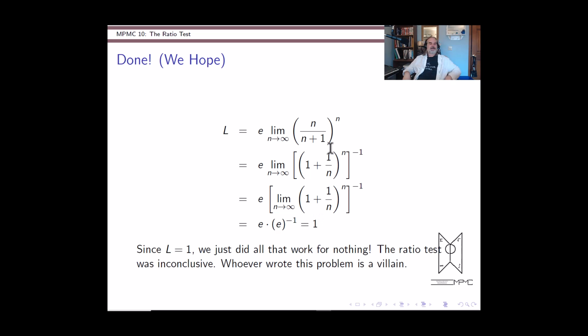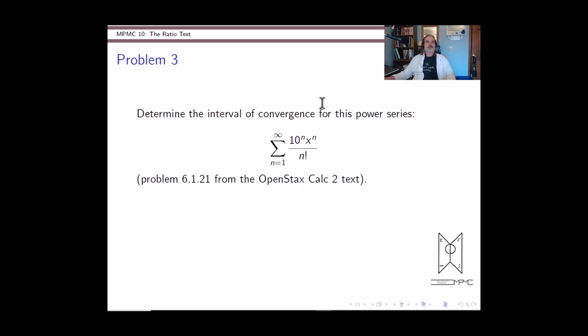So our diagnostic value for the ratio test for this problem turns out to be 1. And that is the case where we have done all this work and we have learned nothing, except that the ratio test tells us nothing about the convergence of this series. Now, how do we actually determine the convergence of the series? I don't know. But not by the ratio test, that's for sure.